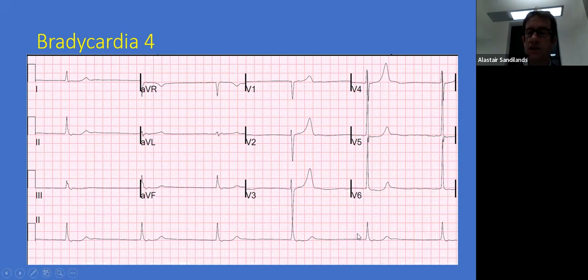It's regular. Are there any P waves? Is it hard to see them? There's certainly no P waves before the QRS. The baseline is exceedingly flat everywhere.